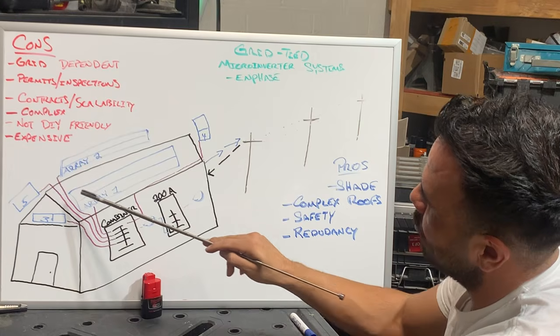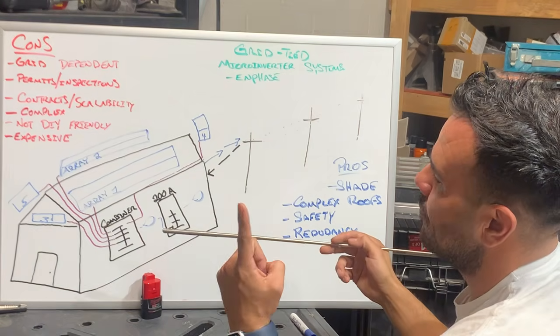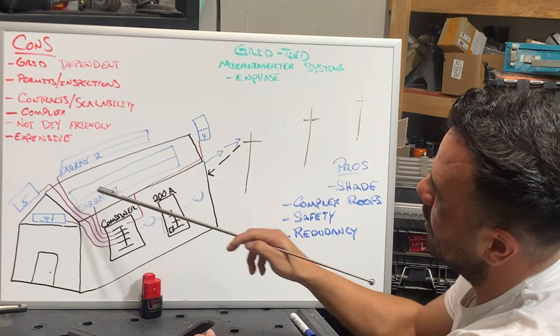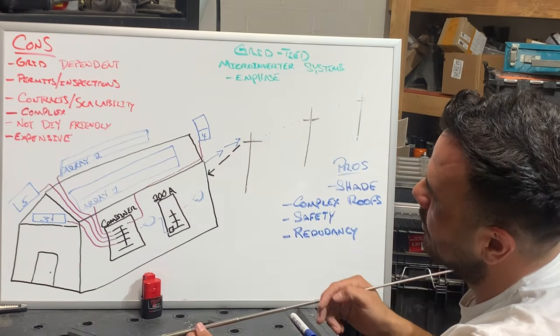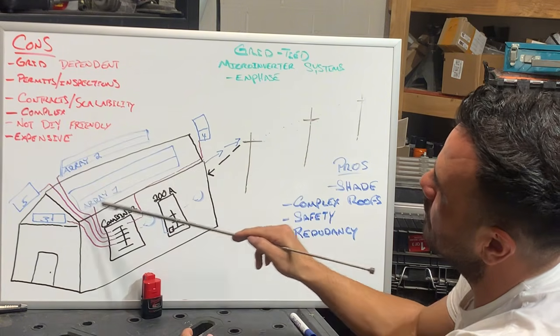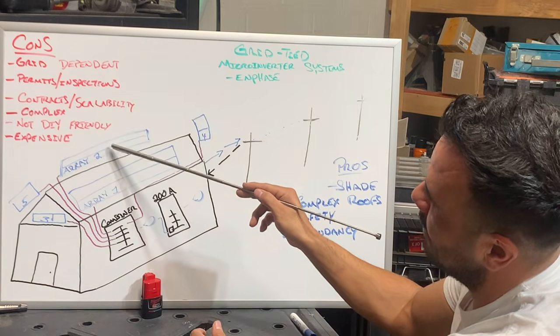And if you watched our last video, on our house we just had one big array. It was 10 solar panels, 400 watts each solar panel. So we had one 4,000 watt array that was going into our string inverter. However, in this example, we're going to pretend that we can't fit 10 solar panels on this side of the roof here. We can only fit 5. But we can fit another 5 over here.